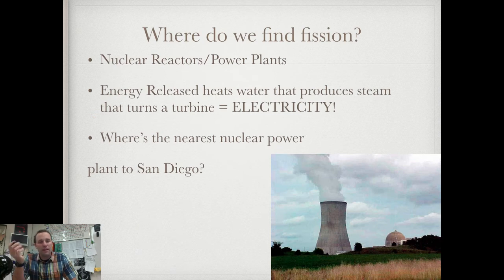So where do we find this fission? We've talked about it a little bit: inside a nuclear power plant. Most power plants work in the same way. They need a heat source that produces steam. The steam turns a turbine, which produces the electricity. So what varies among power plants is where this heat source comes from.